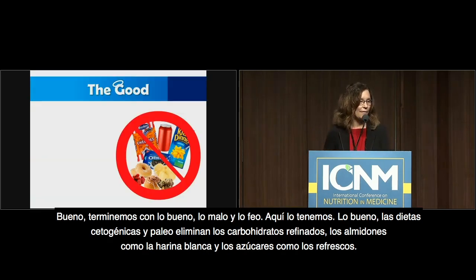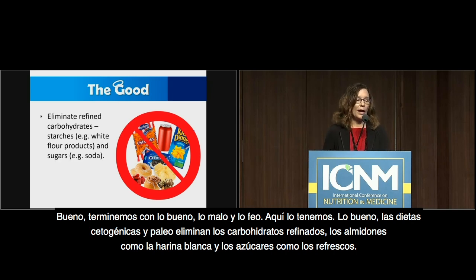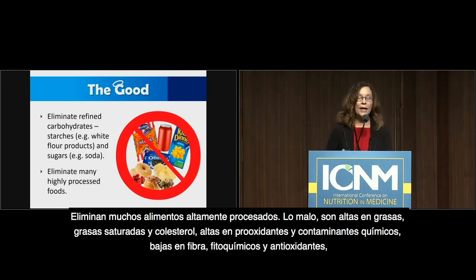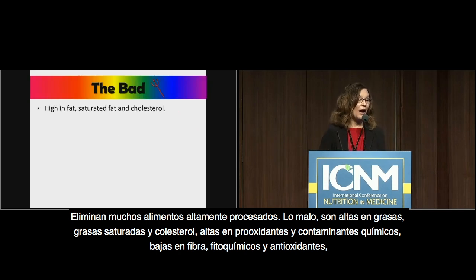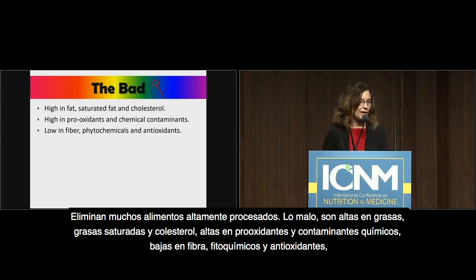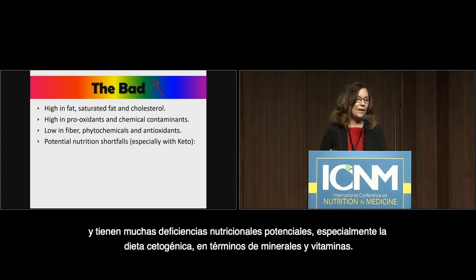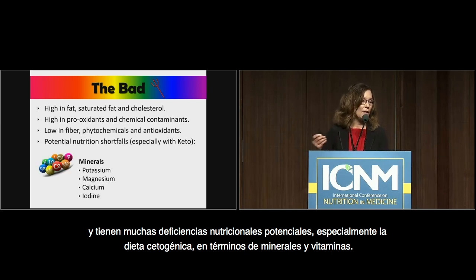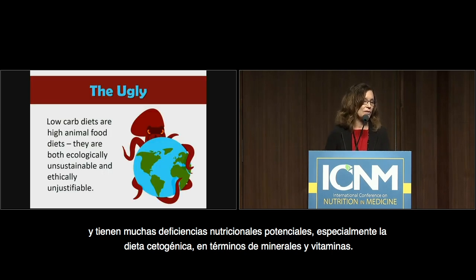So here we have it. The good is keto and paleo diets eliminate refined carbohydrates, the starches like white flour products and sugars like soda. They eliminate a lot of highly processed foods. The bad, they're high in fat, saturated fat, and cholesterol. They're high in pro-oxidants and chemical contaminants. They're low in fiber, phytochemicals, and antioxidants. And they have a lot of potential nutrition shortfalls, especially the keto, in terms of both minerals and vitamins.